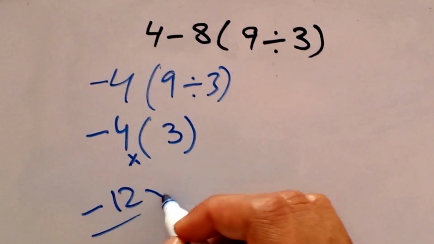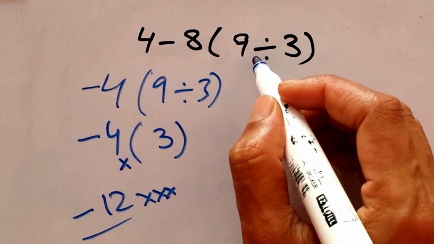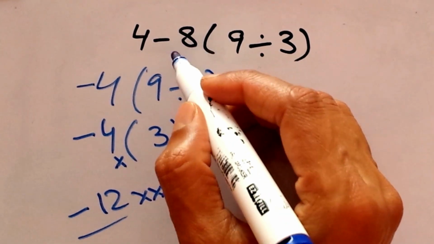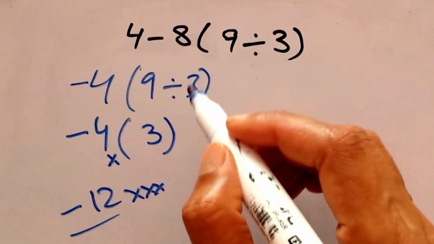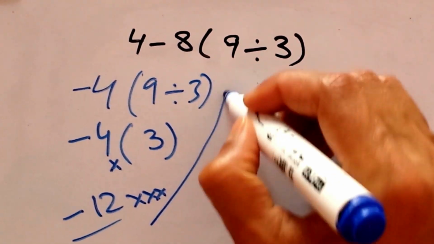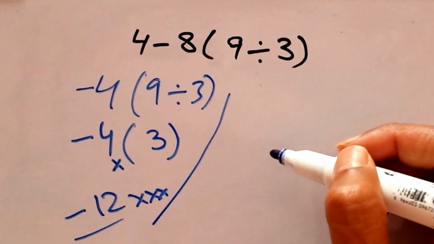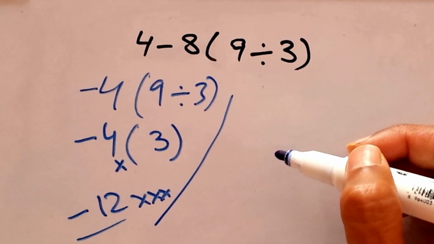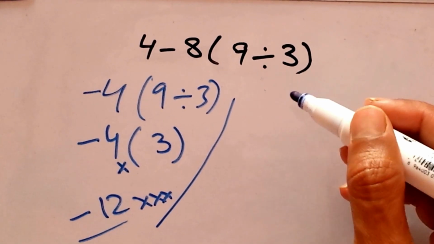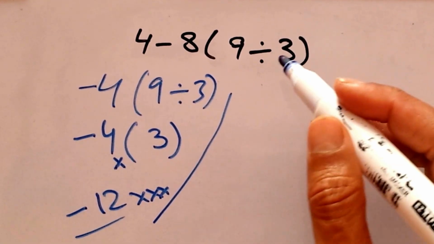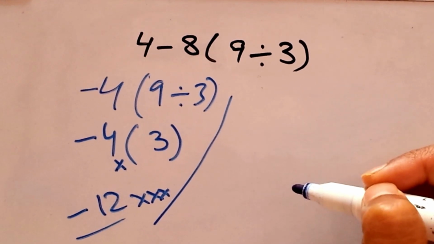But this is wrong. Why? Because after parentheses, multiplication must be done before subtraction, right? So follow the order of operations. We use PEMDAS or BODMAS. That means brackets first, then multiplication, division, left to right, then addition and subtraction, left to right.